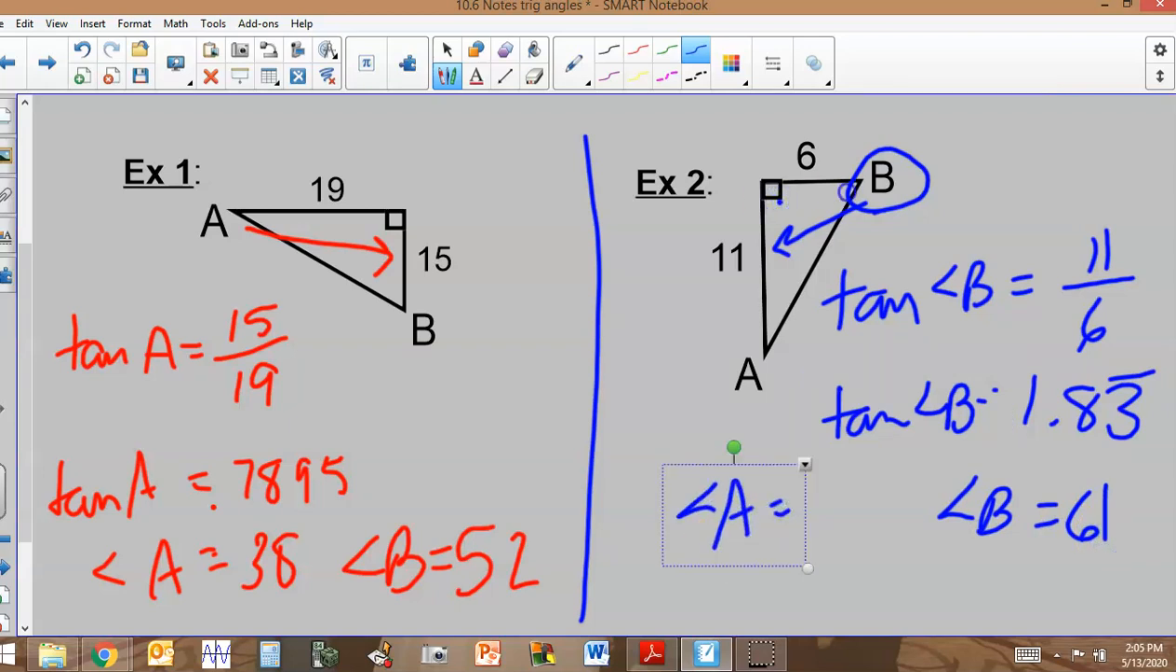So how do I get angle A? Well, 90 degrees left for these two, right? So I've used up 61. 90 minus 61 would be 29 degrees. Just like that.